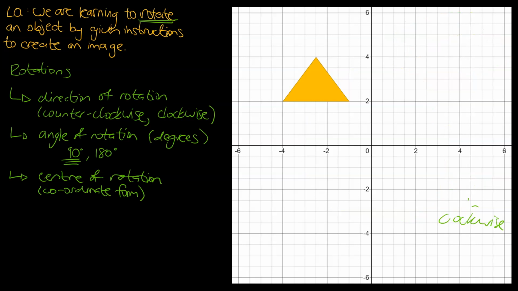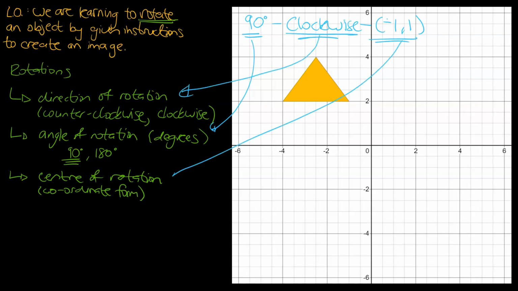And what we're going to do is start off with an example, and I'm going to switch to the blue pen just to differentiate our work. So in this blue example, we're going to rotate 90 degrees, going clockwise, around the point -1, 1. So we've got our three bits of information: the angle of rotation, the direction of rotation, and the center of rotation. And that's enough to do any rotation question. So let's get rid of all that.